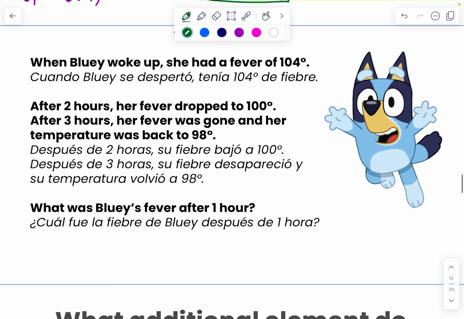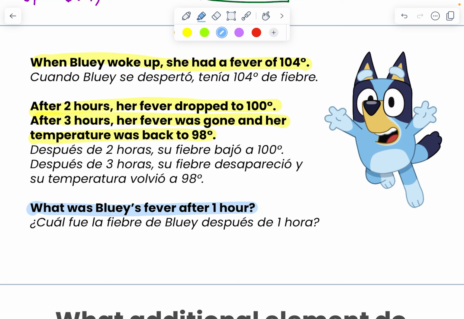Another real world example might be from the cartoon Bluey. When Bluey woke up, she had a fever of 104. After 2 hours, her fever dropped to 100. After 3 hours, her fever was gone and the temperature was back to 98 degrees. So all of this information right here is just facts. She had a fever. After 2 hours, it was 100. After 3 hours, it was gone and she had a temperature of 98, which is no longer fever level. So the question that we want to answer is, what was Bluey's fever after 1 hour?